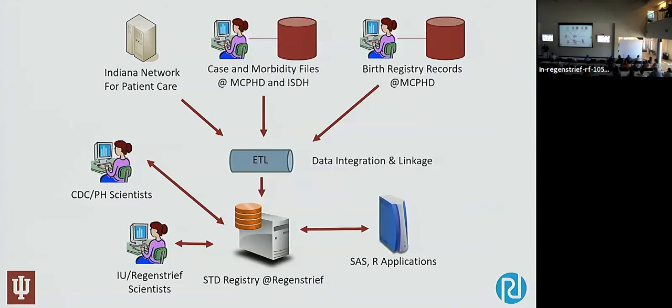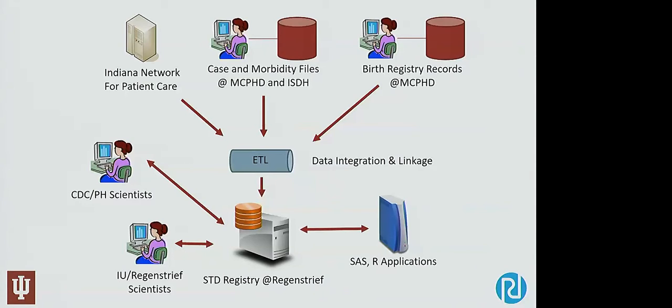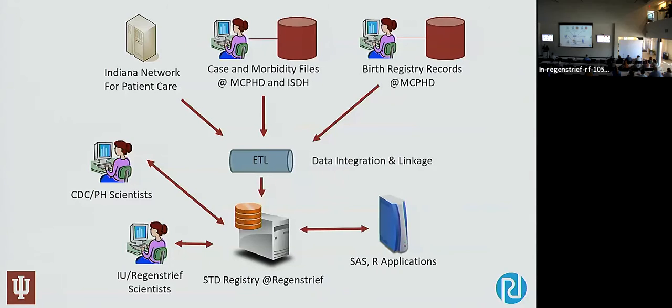Because remember, CDC is not allowed to have access to identifiable information. So if we gather the data, we link it all, and then we create de-identified data sets, we can then use those to spur different research projects.